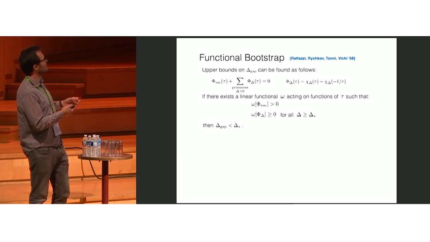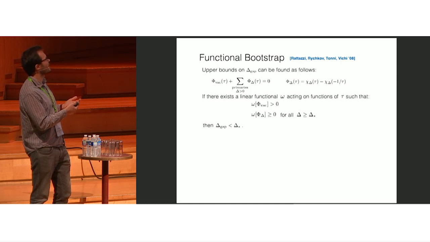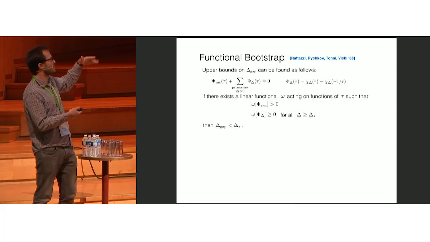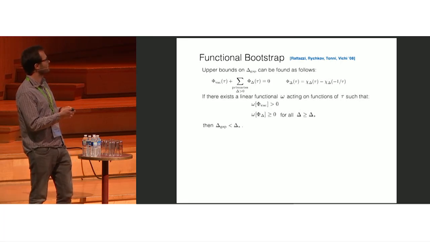So if there exists a linear functional omega that's positive when acting on the vacuum function, and it's non-negative from some delta star onwards, then it follows that the delta gap in all unitary 2D CFTs must be less than delta star. So it follows just by applying omega to the above equation.